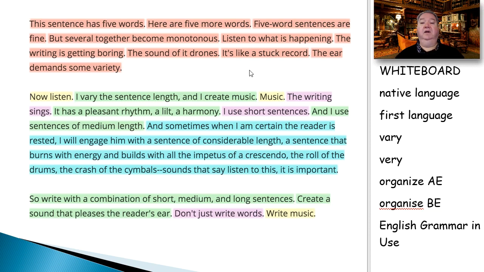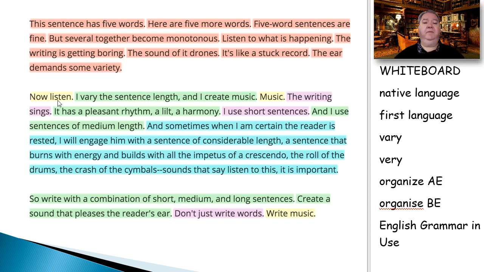Da-da-da-da-da. Da-da-da-da-da. It's monotonous. Monotonous, like monotone, mono means one tone. It's like a drone. The sound of it drones, like drones. So if every sentence has 5 words, then everything is the same. Everything gets very boring, and you fall asleep. It's not interesting.